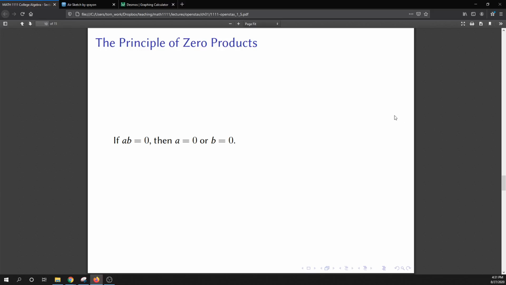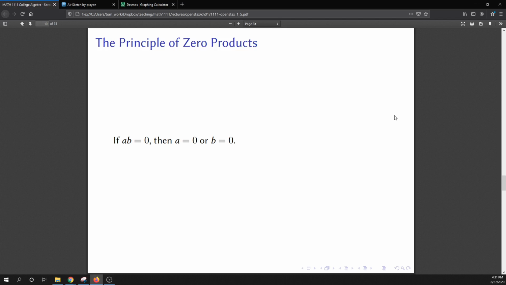All right, in this video, we are going to talk about how to solve quadratic equations with the use of factoring. Okay, so the very first thing that we need to talk about is called the principle of zero products, right? Because this is important for solving equations using factoring.